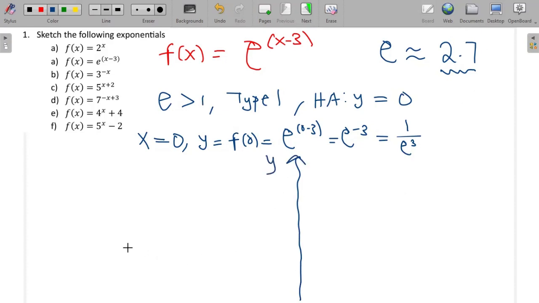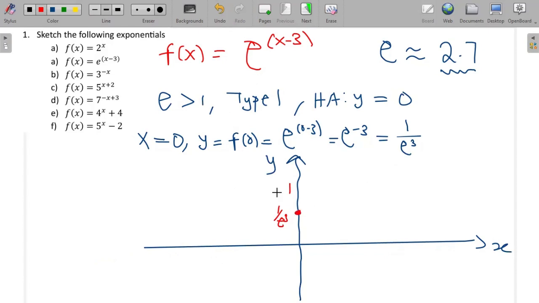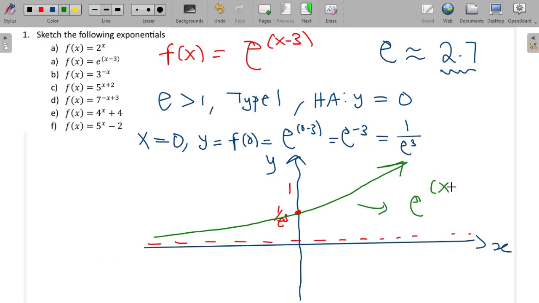So this is my y, and this is my x here. My 1 should be somewhere there on top, and this 1 over e to the power 3 should be somewhere below 1. My horizontal asymptote is still the x-axis, so I just draw a dotted line on the x-axis. And then since this is a type 1, starting from here, passing through this y-intercept that we found, like this. So this is the curve of e to the power x minus 3. Okay, so we are done with that.